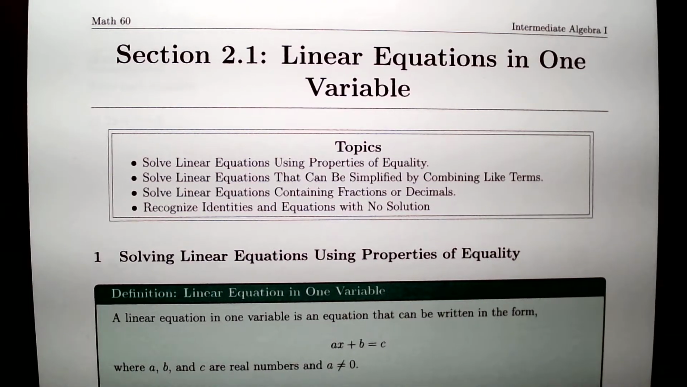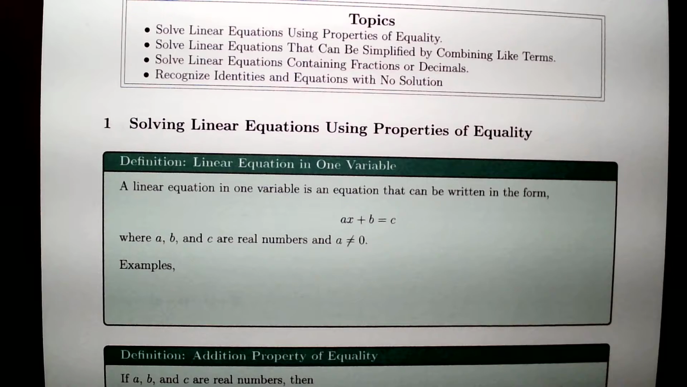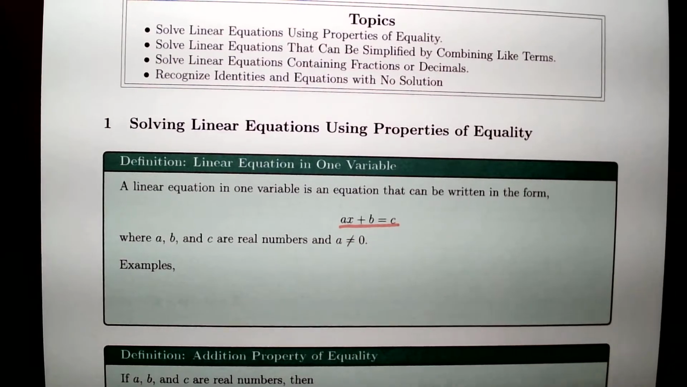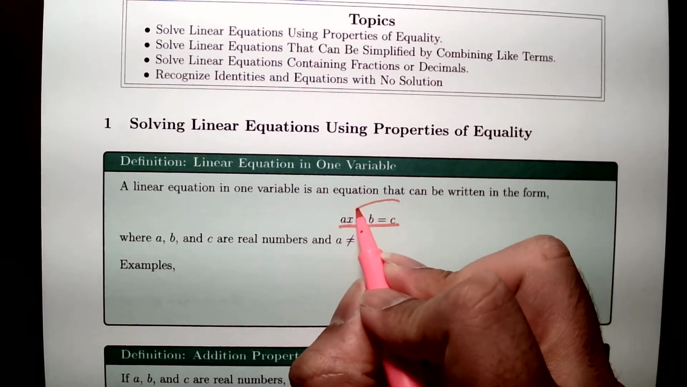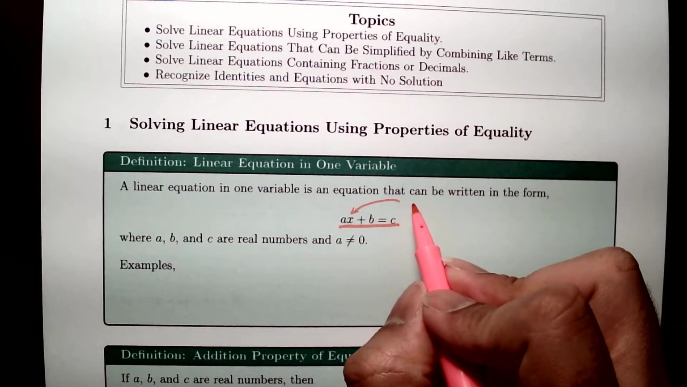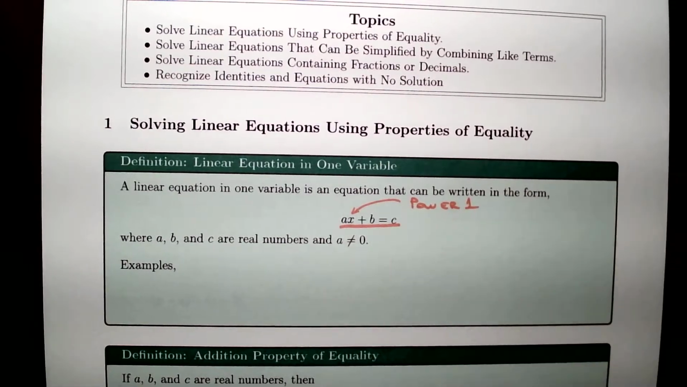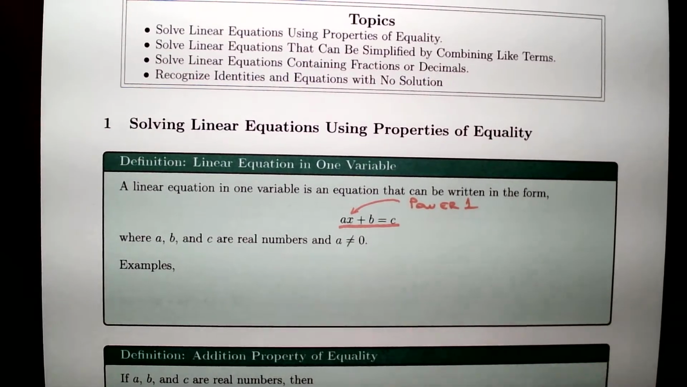Alright, so in this video we go over section 2.1, solving linear equations in one variable. First of all, let's define what a linear equation in one variable is. It's an equation of this form: ax plus b equals some number c, where the power, that is the exponent of the variable x, is power 1. Otherwise, if we had power 2, those would be quadratic equations, or power 3, cubic equations. We're going to look at those equations later on.